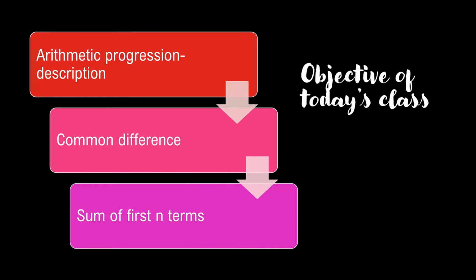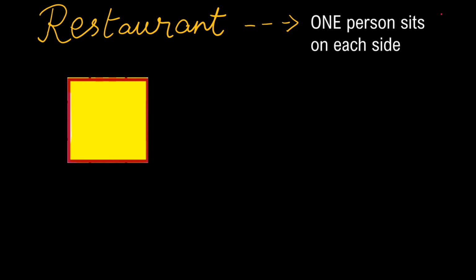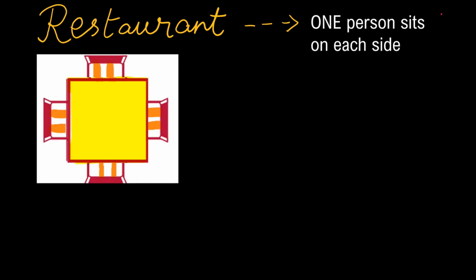So let's start. So imagine a situation in a restaurant. So there is a square table, and you have been to a restaurant, and just guess how many persons, if one person can sit on one side of a table, how many persons can sit around this table? So yes, you are right, it is four persons we can seat. We can arrange four chairs around the four sides of the table. So the total persons who can sit around this table is four.